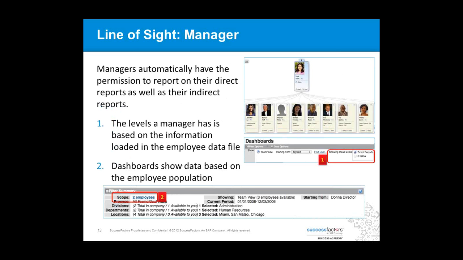A line of sight manager is one who will have rights to report on indirect reports as well, and he will be able to see the information for any employee in the dashboard. He can just go into detail and view whatever information he wants to.